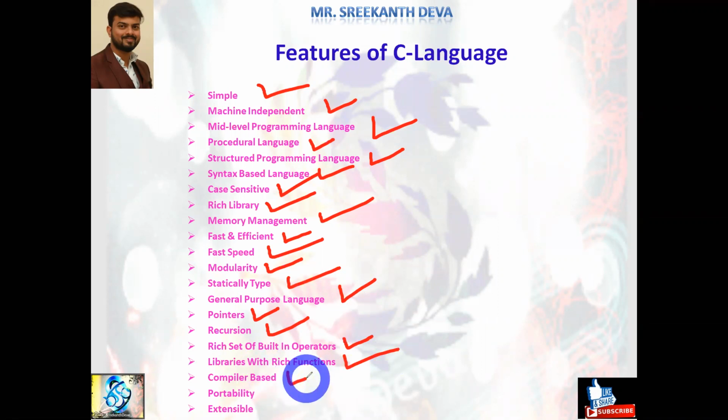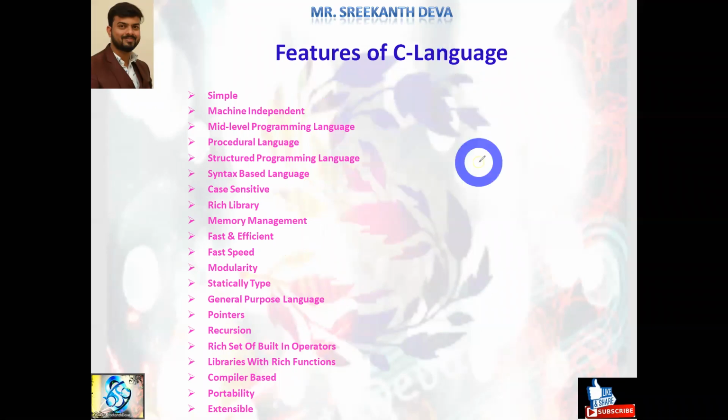C is a compiler based programming language. C programs are portable in nature. C code can be extensible. So these are all the various features of C programming language. We'll discuss them one by one in detail.